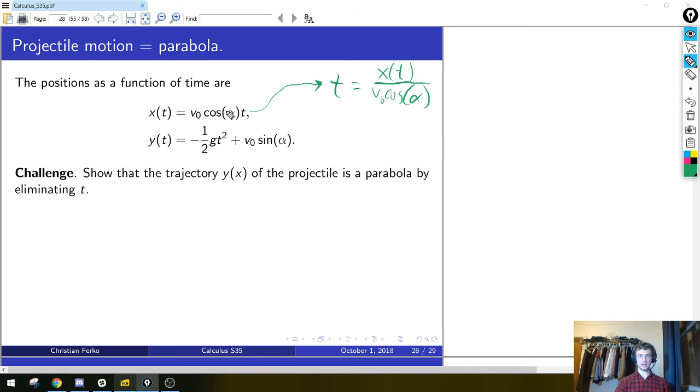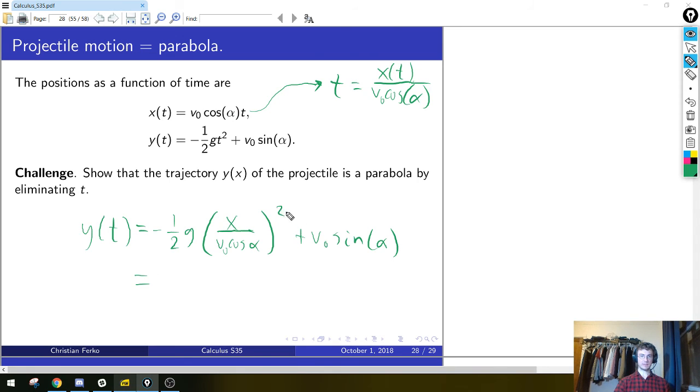Okay, good. This is how you eliminate variables, right? If you have two equations, you solve one equation for the variable in question, and then you plug that into the second equation. So let's do that now. I'm going to rewrite y of t. What do I get on the right side of this equation when I plug in for t this expression involving x? Yeah, good. Negative 1/2 g times the quantity x over v sub 0 cos alpha, squared, plus v sub 0 sine alpha. So the second term is unchanged.